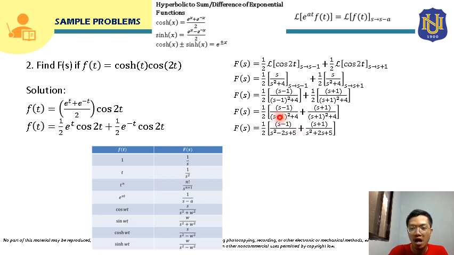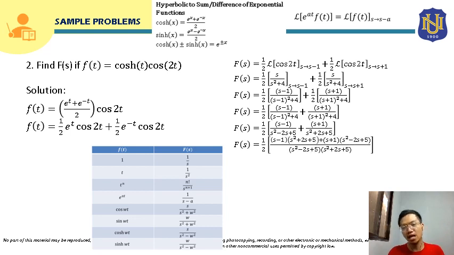So we just expand s minus 1 squared, and then we add 4. Same here, s plus 1 squared plus 4. We just expand s plus 1 squared and then add 4. So that will become s squared plus 2s plus 5. Okay, so from here, we can have the common denominator for these two terms, no?